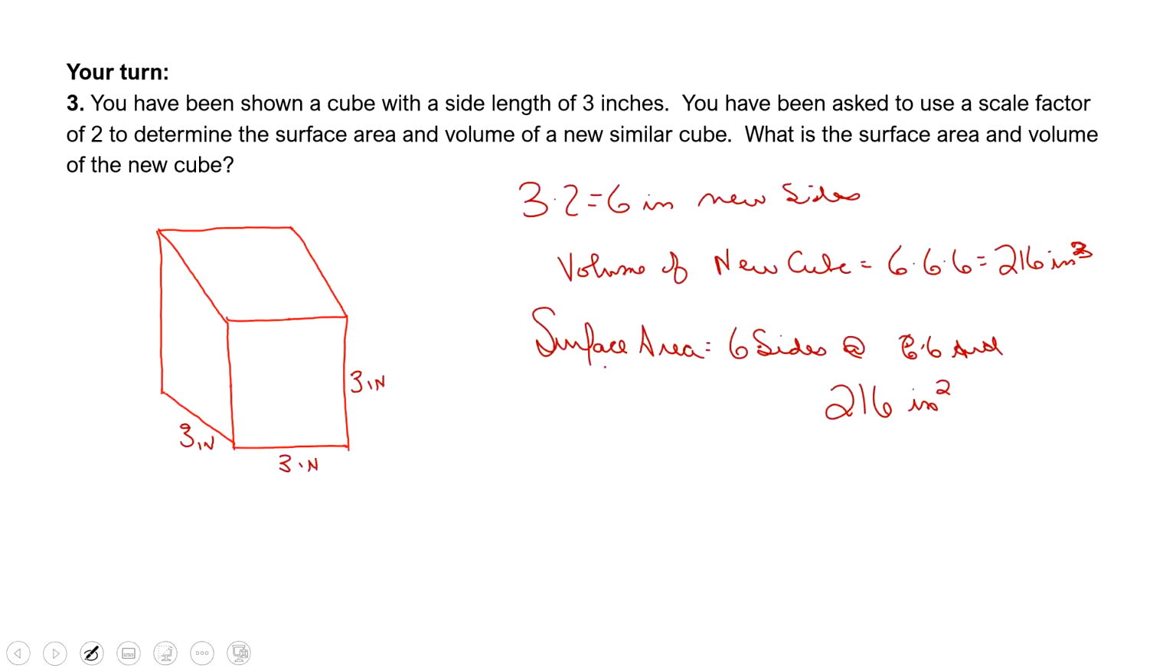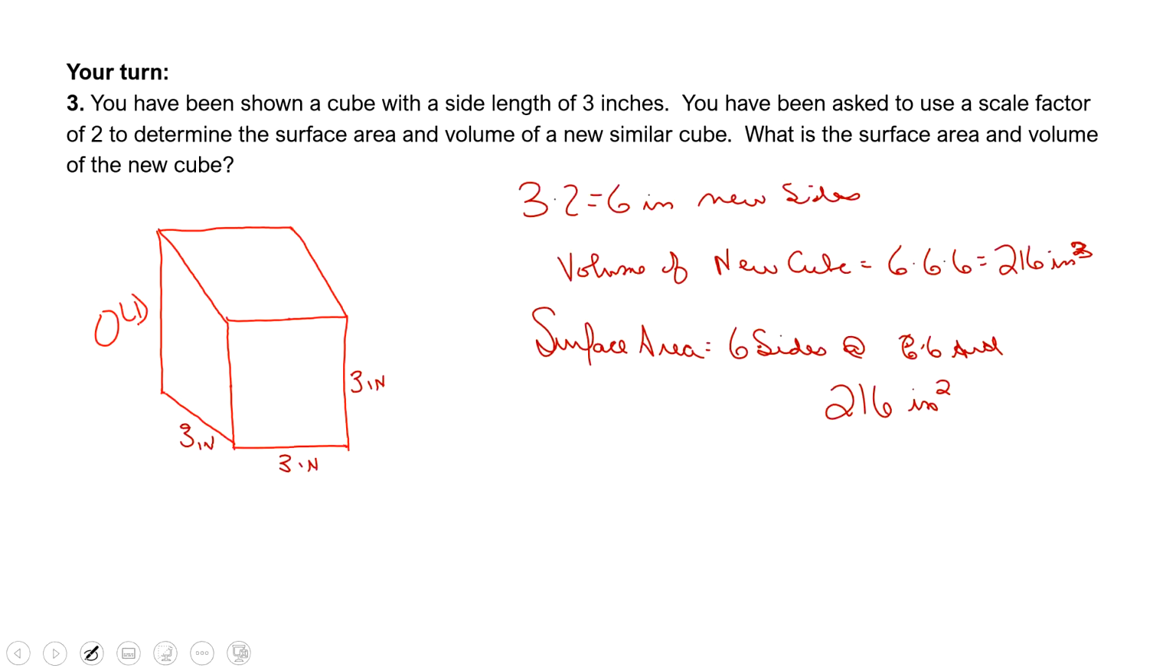Okay, bad drawing of a cube, but you can see it's 3 inches high, 3 inches wide, 3 inches deep. This is the old cube here. I didn't draw the new cube, but our side lengths are going to be 6 inches long now. So the volume of a cube is base times width times height. So it's 6 times 6 times 6, or 216 inches cubed.